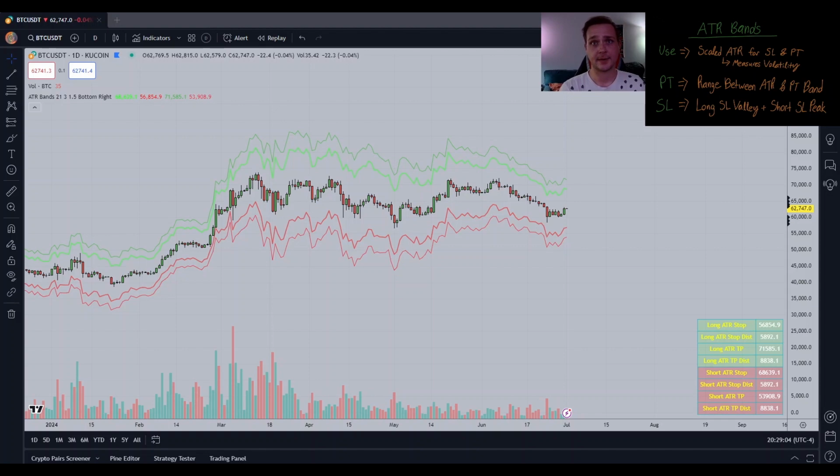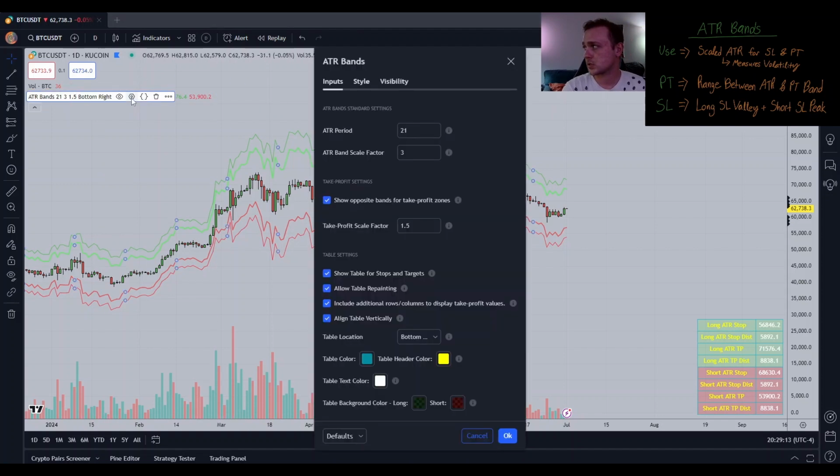Before we get into how the indicator actually works, I just want to make sure that you have the proper settings. If you go right here and click this little hexagon, you can get to the settings. I set my ATR period to 21 and the band scale to 3. Everything is checked off here. Take profit is completely up to you, depending on what you're looking for. Here it's at 1.5.